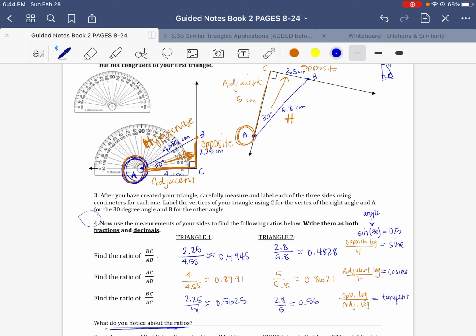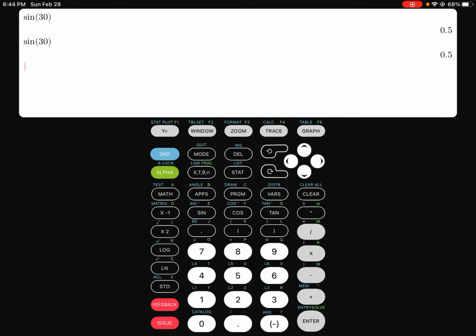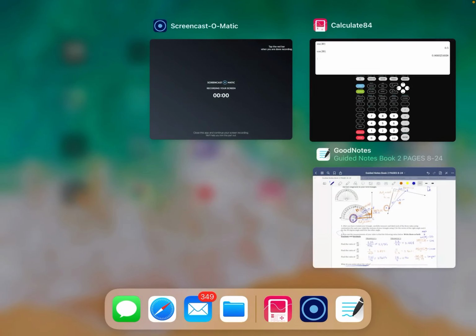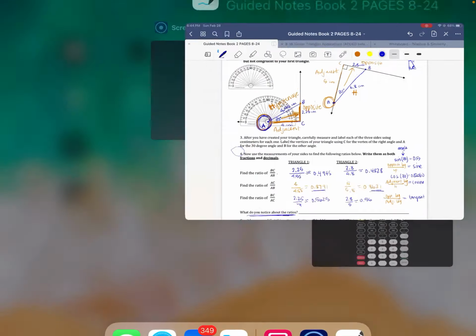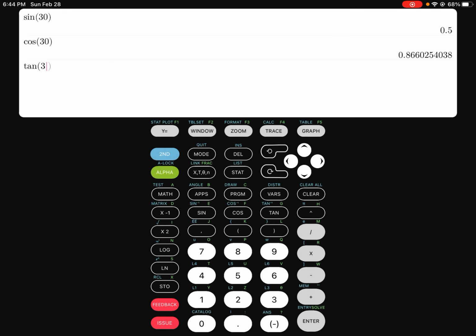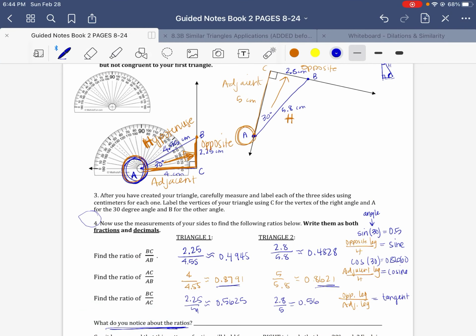We could do the same thing for the other. So this time, if I take the cosine of 30 degrees, the cosine is about 0.8660. So again, you'll notice that that's very close on those two. And then lastly is the tangent. So if I do the tangent of 30 degrees, I end up with 0.5774 if we were rounding to four decimal places.